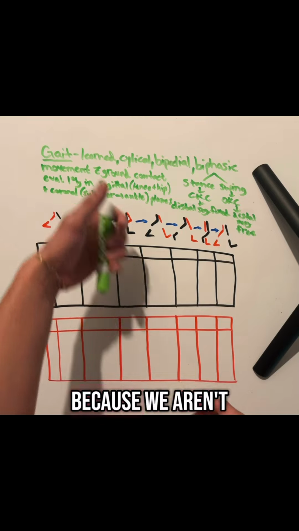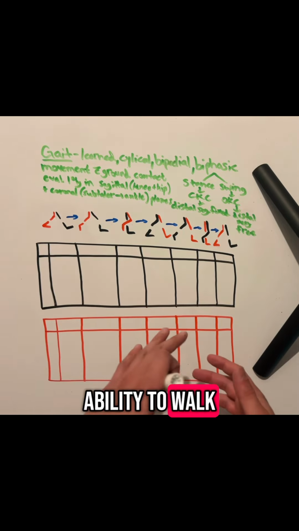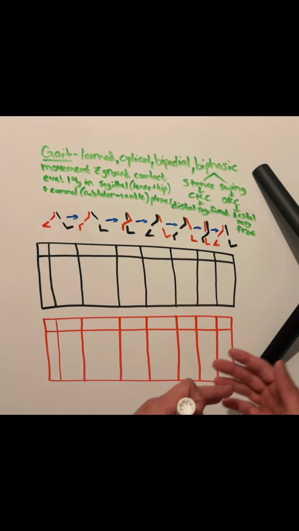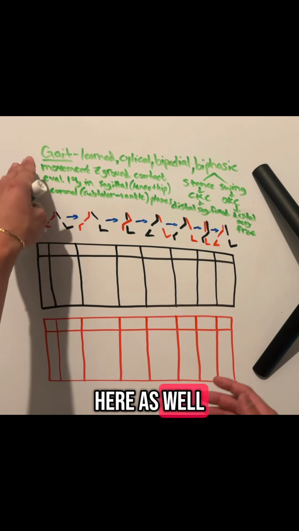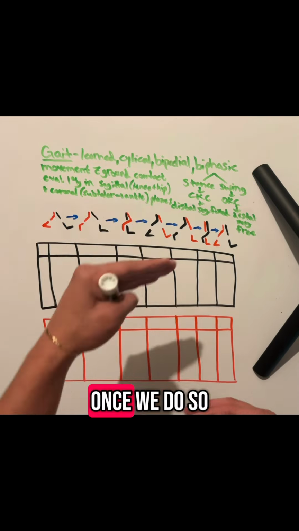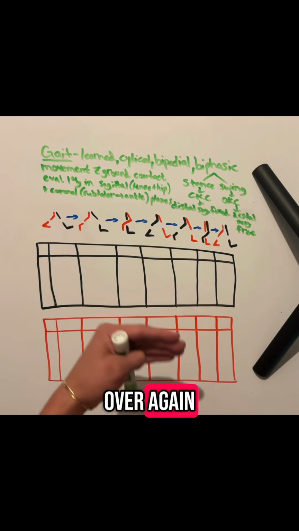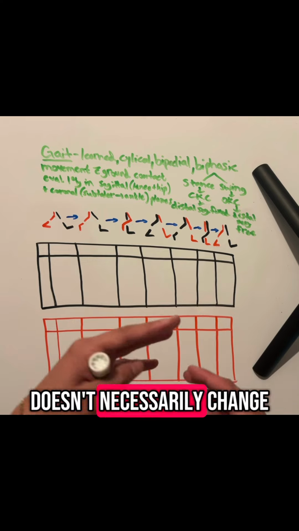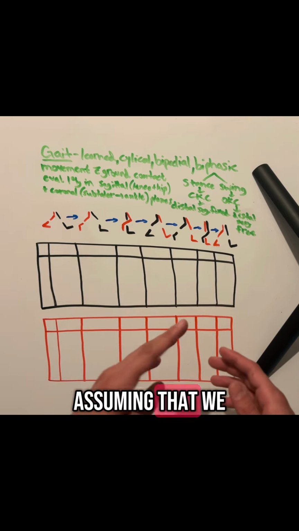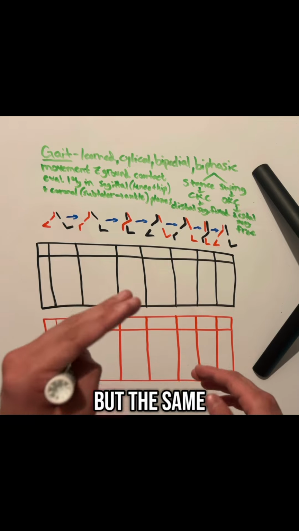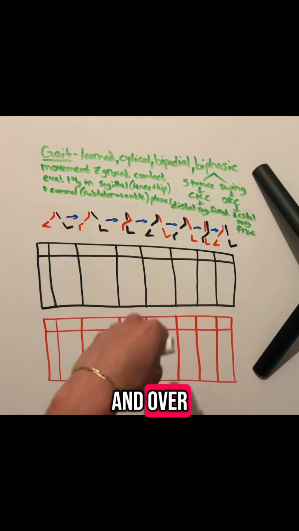Gait is learned because we aren't born with the ability to walk, run, or jog. It is developed. We have to crawl before we walk. Everybody's heard that saying, and it applies here as well. It's cyclical because once we do so, it occurs over and over and over again. The movement pattern doesn't necessarily change too much, assuming that we are walking on a flat ground or flat surface, but the same movement occurs over and over.